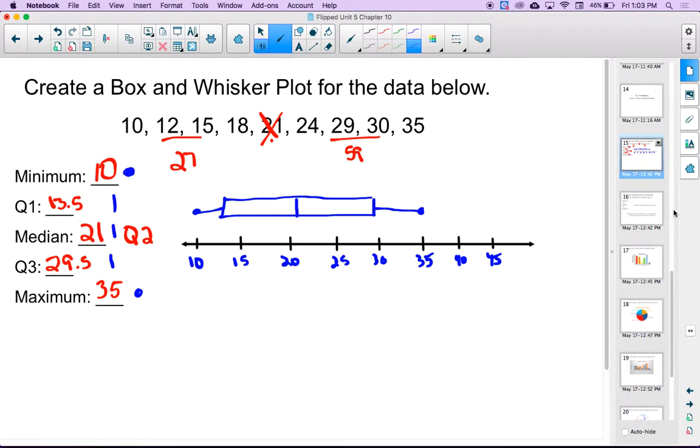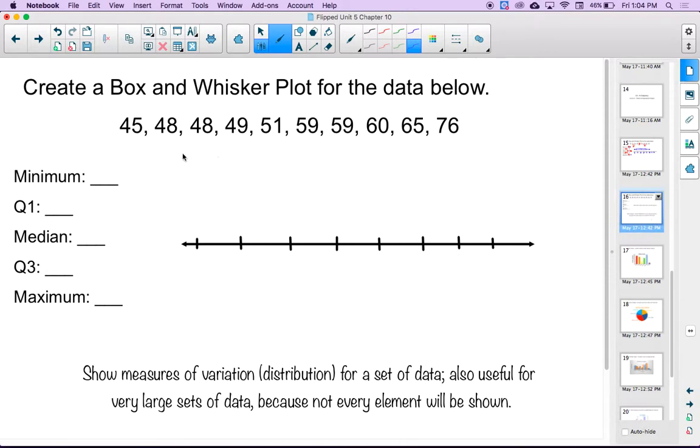Let's do one more box and whisker plot because there's something else that might happen. Remember, if there's only one median, if it is a number in the set of data, we cross it off, and that gets us our 2 lower and upper sets of data. This time we're going to see what happens if we have 2 middle numbers. So again, put your data in least to greatest order. The minimum is 45. Maximum is 76. The median is what we find next.